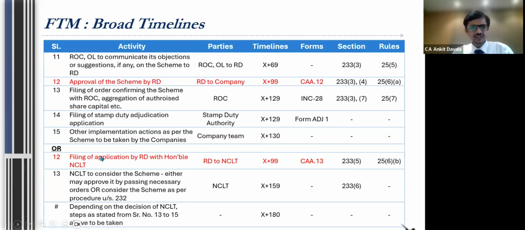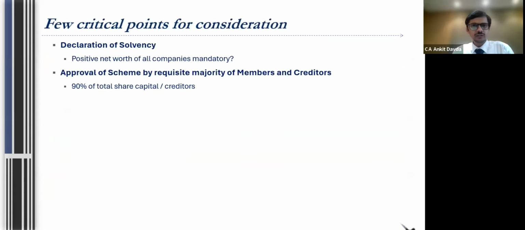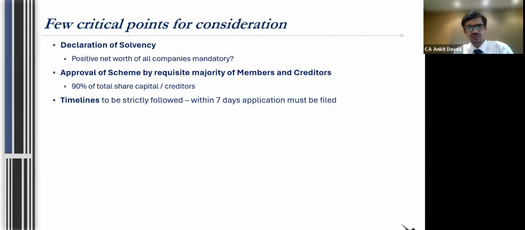And here it is an alternative procedure that if say RD does not approve the scheme, then it will have to file an application with NCLT. And obviously, in that case, NCLT may take its own time. So we are reasonably assuming that NCLT may take 60 days time minimum to consider the scheme. So the process may get delayed, and it may take some say 6 to 7 months. That is what we have just listed down over here. So I think we are done with these company law provisions. We'll go to other sections.